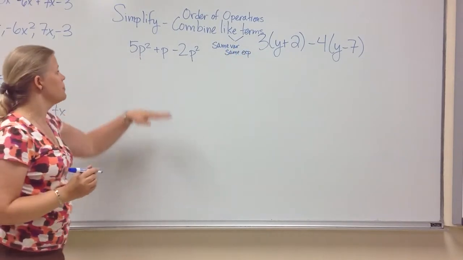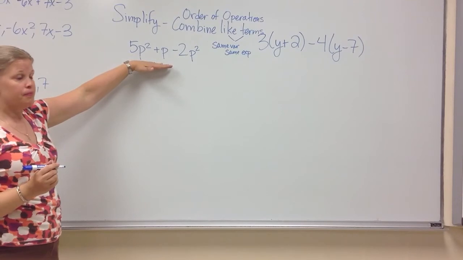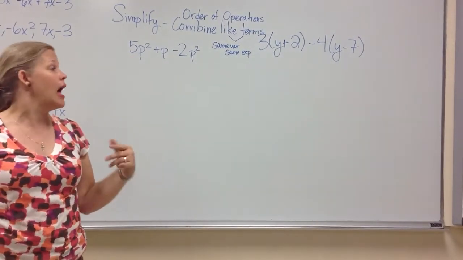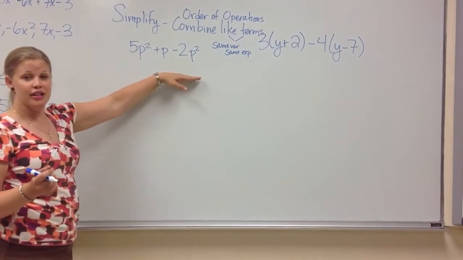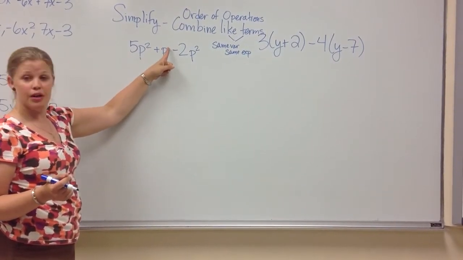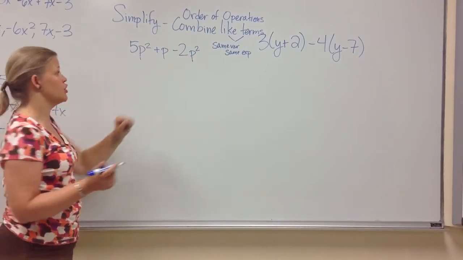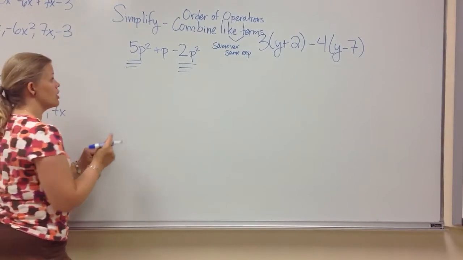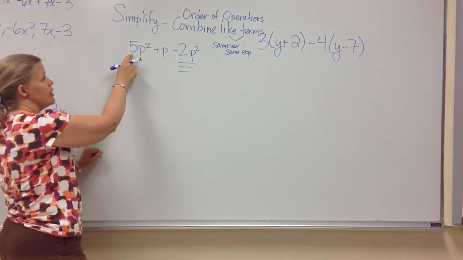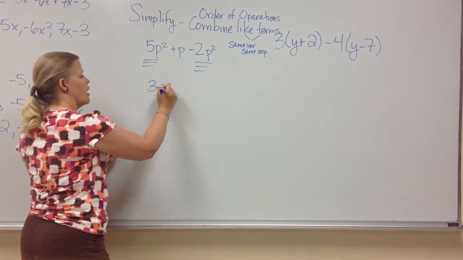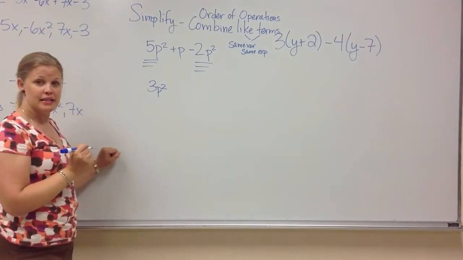Okay, let's try it. So here's an expression. Notice they all have the same variable, they all have a p in it. However, they're not like terms because some have a 2 and this one has a 1, but this one has a 2. So this guy and this guy, or those terms, are considered like terms. What is 5 minus 2? Well, it's 3, and your variable part stays the same.